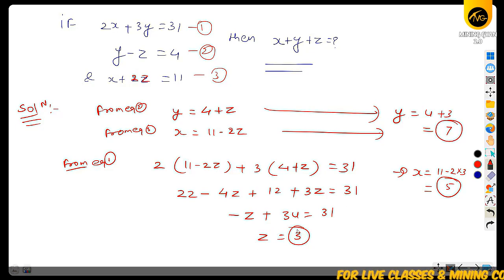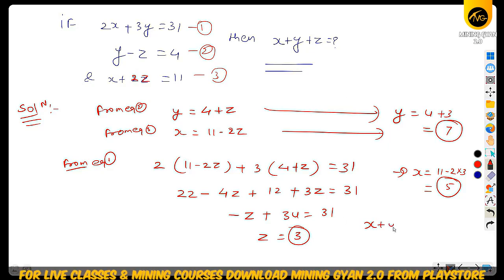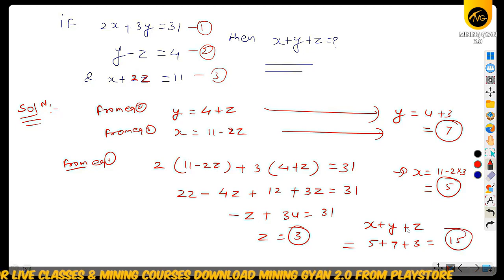Now just put the value of x plus y plus z, just add the 3 numbers, that means 15 is the answer, right? x plus y plus z, am I correct? x is 5 plus y is 7 and z is 3, that means 15, na?